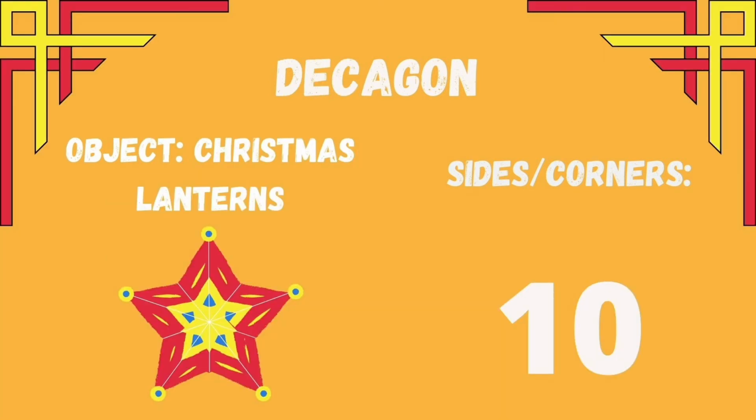But we shall never forget the decagon. The decagon shape has 10 sides or corners. And one of the great examples here is what we call the Christmas lanterns.